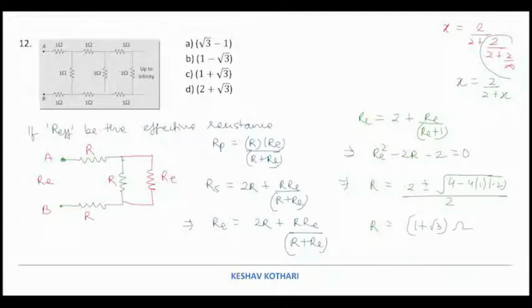So for this particular problem, 1 plus root 3 is the correct alternative. The negative answer is not possible, that is why we cannot put it as 1 minus root 3. So the value of effective resistance is going to be 1 plus root 3.